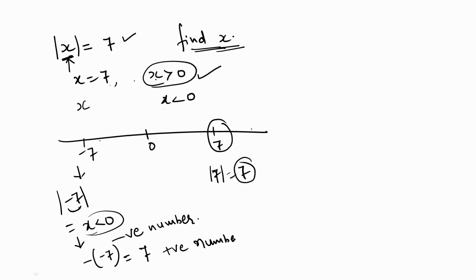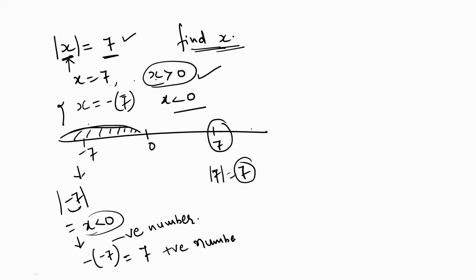And let's say if x is less than 0, then it means x is lying in this region. So in this region, if we open the bracket, then x is equal to -7. Here x is less than 0, so it's reversed, -7. In that particular region, we mark the x value as -7.